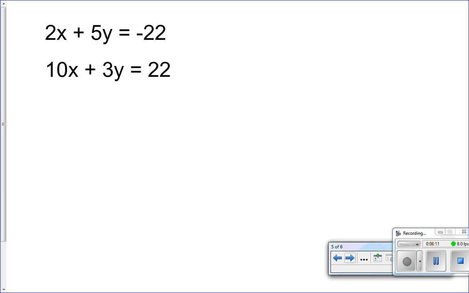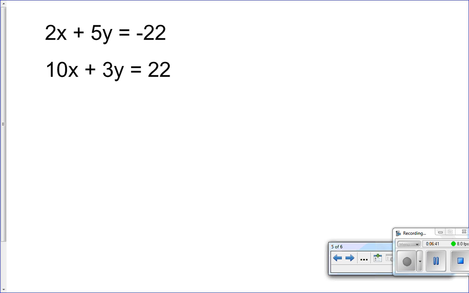Alright, so now let's look at this one. I have 2x plus 5y equals negative 22, and 10x plus 3y equals positive 22. So the first thing you might have noticed is that I have negative 22 and positive 22, and you think, oh, those cancel out. Correct, those will cancel out, but we're trying to eliminate one of our variables, not just numbers. So this right here, negative 22 and positive 22, that's just a coincidence. That doesn't matter. Now let's look at our variables.